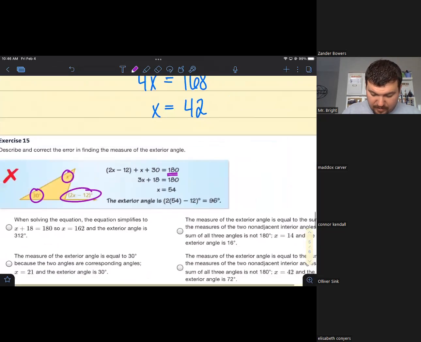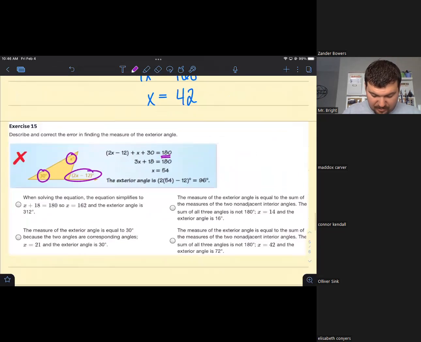And to do it correctly, I don't like this. I wish they would just actually ask you for the answer. But to do it correctly, I would have to set the 2x minus 12 equal to the 30-degree angle plus the x degree angle. So the exterior angle is equal to the sum of the 2 non-adjacent interior angles.